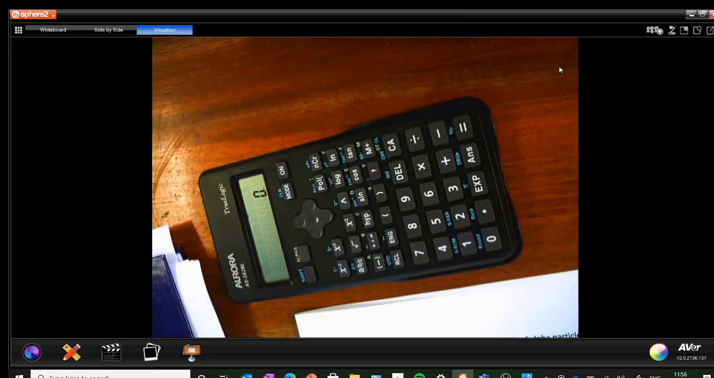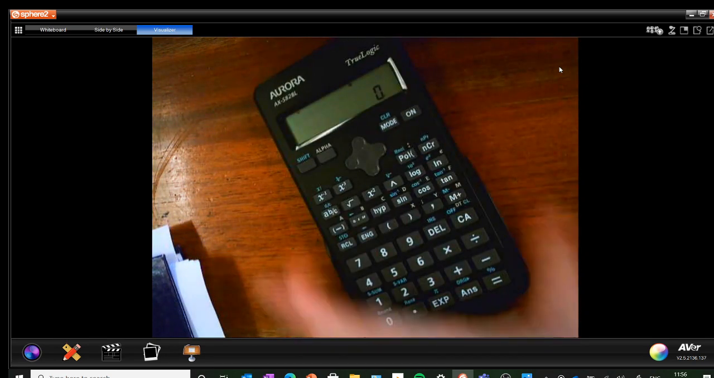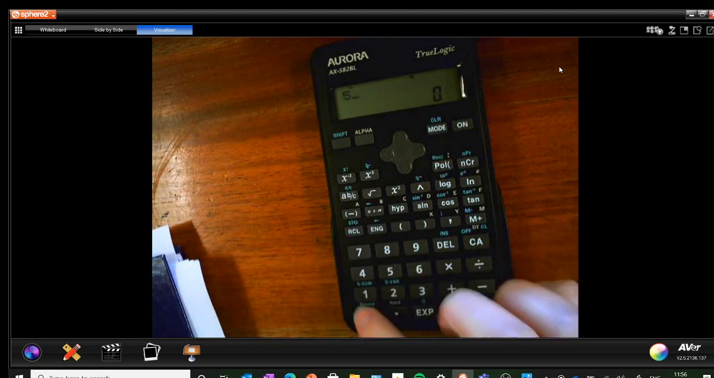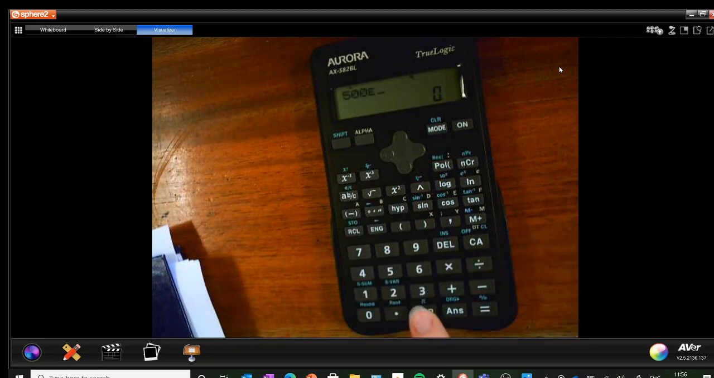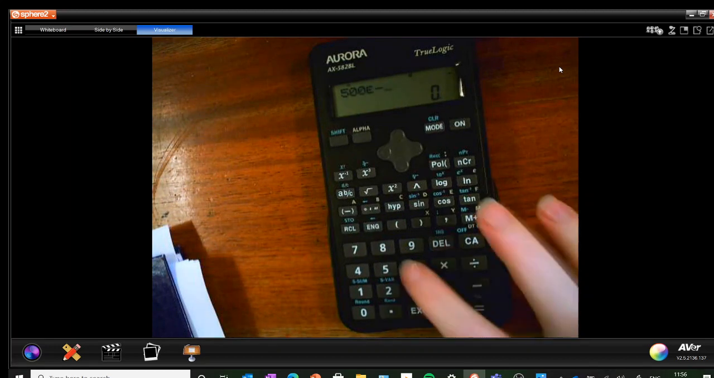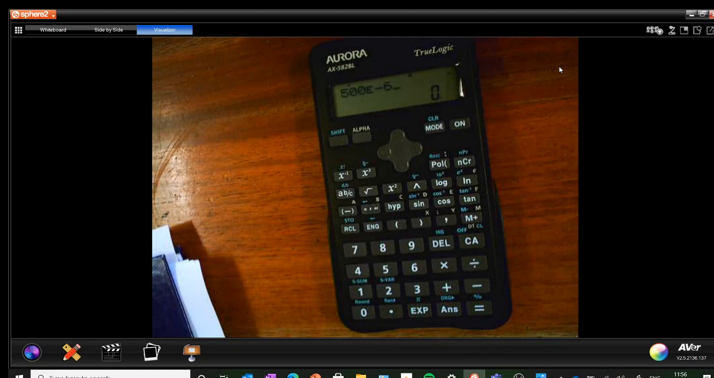There we go. Right. So you should have a button here. It might say E, it might say X, it might say times 10 to the. So that's your important button. If you want to do 500 times 10 to the 6, you do 500, then this button, then minus 6. And then you put it in. So you don't need to times anything. All you do is 500, that button, then minus 6. Yeah? That's probably relevant for a few people.